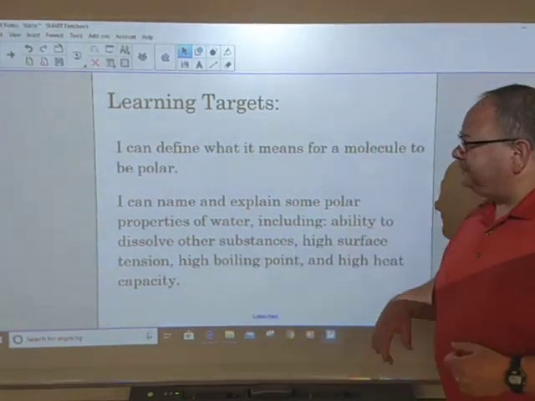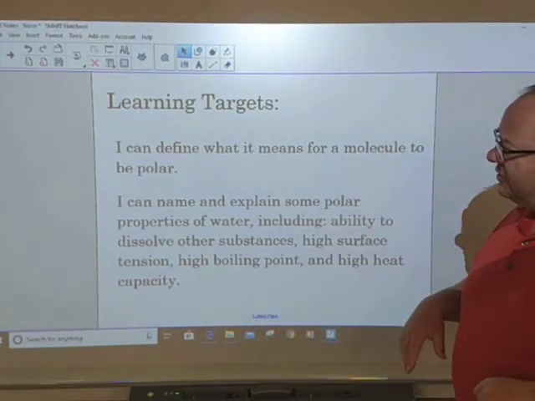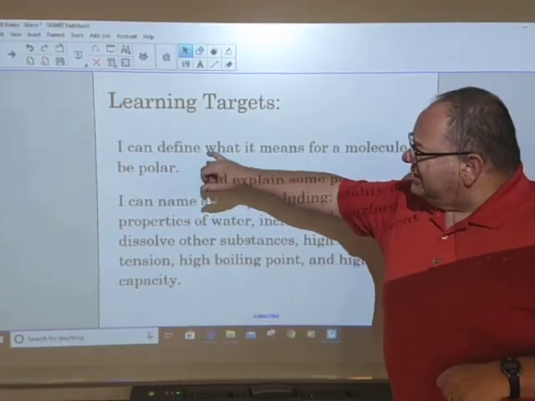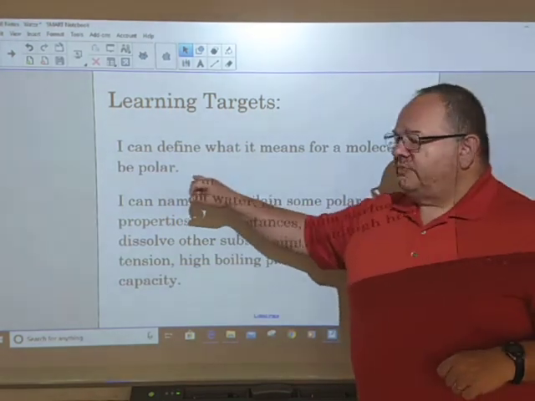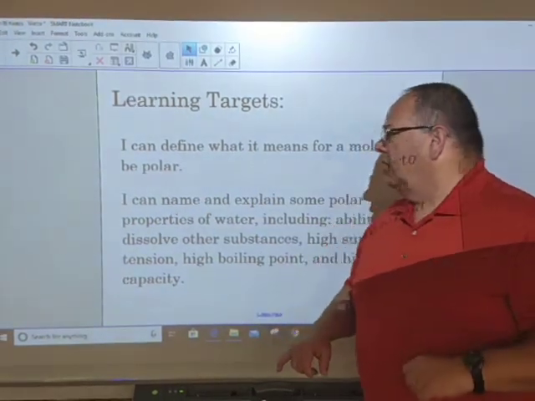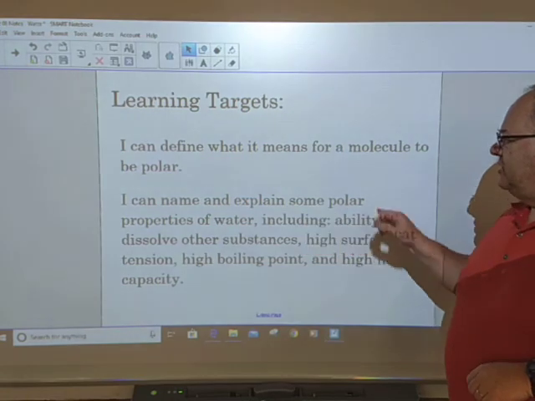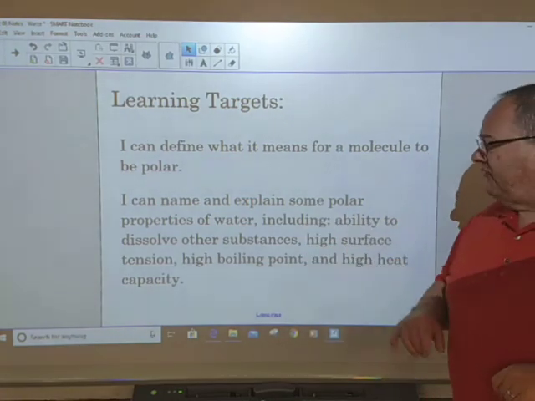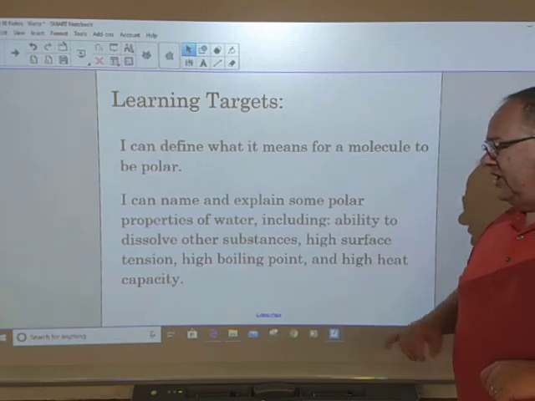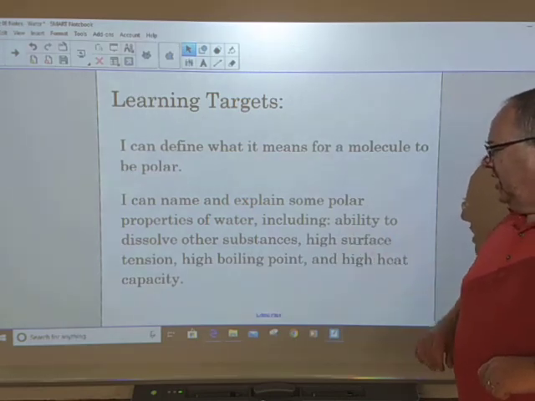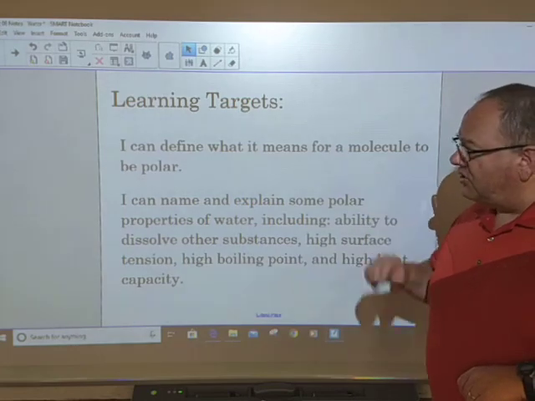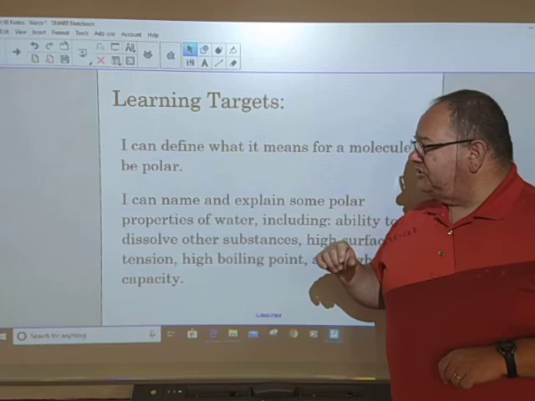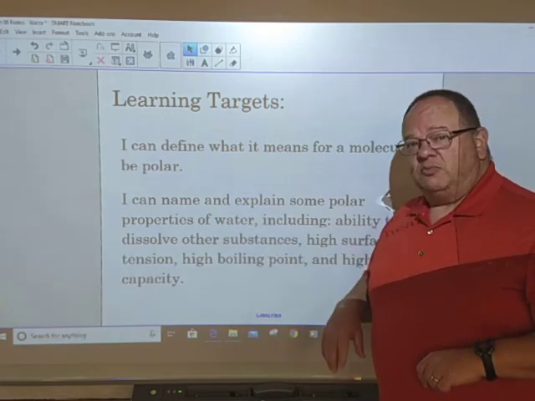So today, in our effort to understand water better, I can define what it means for a molecule to be polar. I can name and explain some polar properties of water, including the ability to dissolve other substances, high surface tension, high boiling point, and high heat capacity. Those are all things that we're going for today. Water, we're going to see, is a very polar substance, and that leads to those properties.